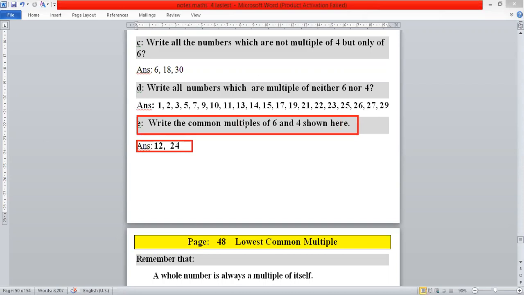Inshallah, in the next video, we will learn about LCM, meaning lowest or least common multiple.